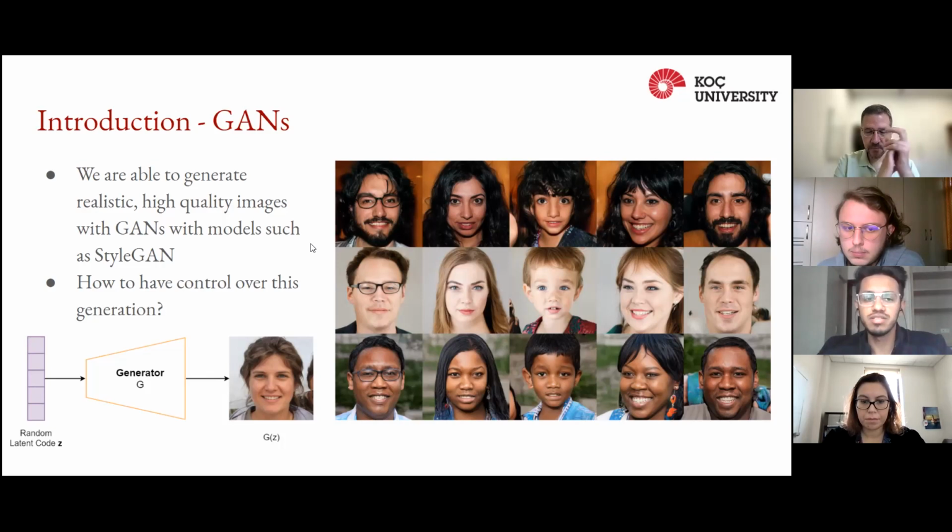Okay, we can generate images, but how do we have control over this generation? A typical GAN architecture takes a random latent code Z, passes it through a generator and outputs an image. Since it is random, a random latent code in the latent space corresponds to a random image in the image space. But we want some control so that we can produce desired images. Our approach basically solves that issue, but let's first look at how StyleGAN inherently has some control in itself as well.